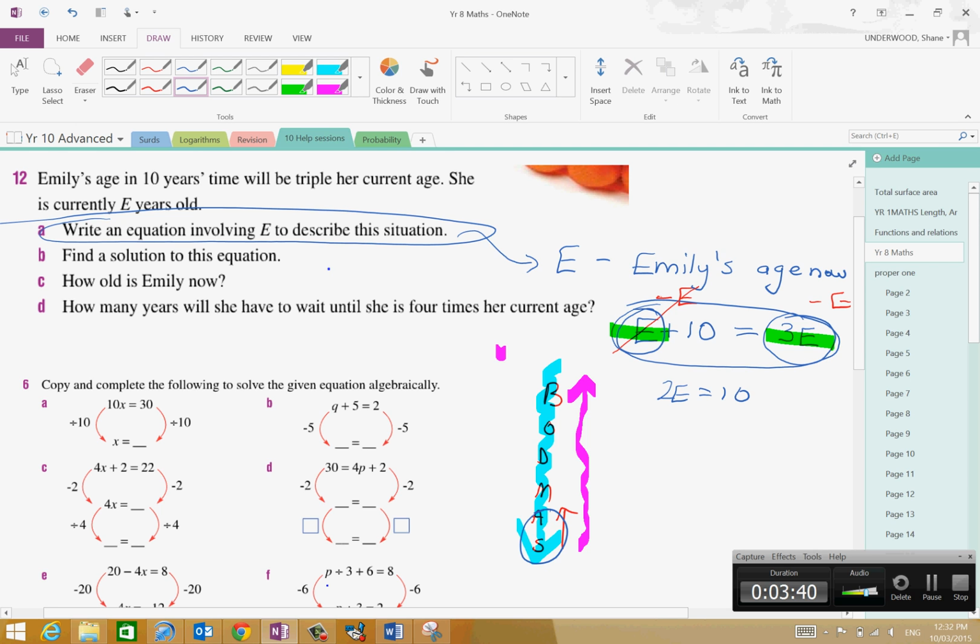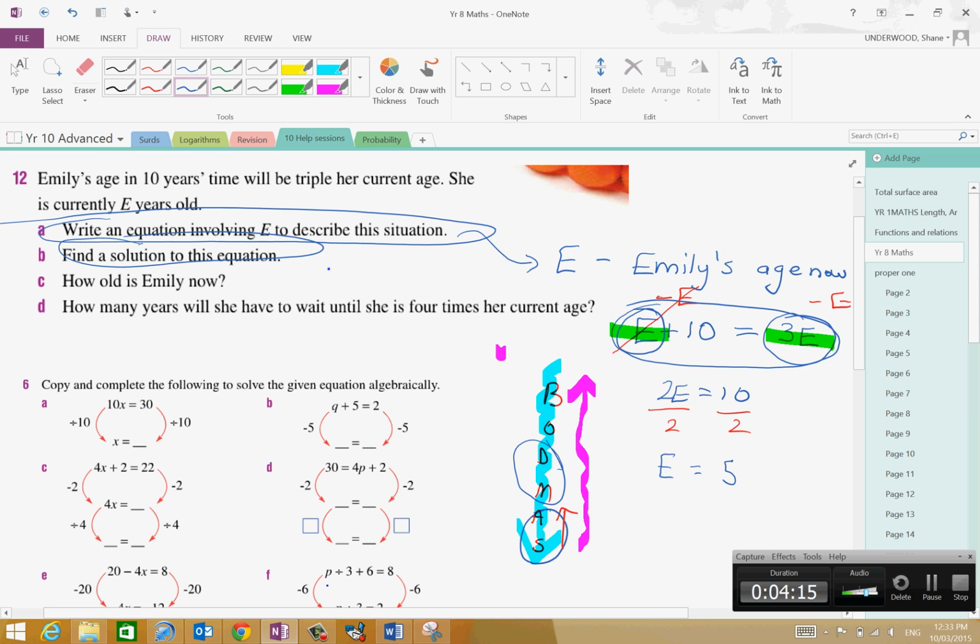Alex, what operation at the moment is happening to E? It's being multiplied. What's the opposite of multiply? Division. We have to use the inverse operation of multiply. So what we now need to do is divide both sides by 2. Showing your working, therefore, E is equal to 10 divided by 2, which is 5.